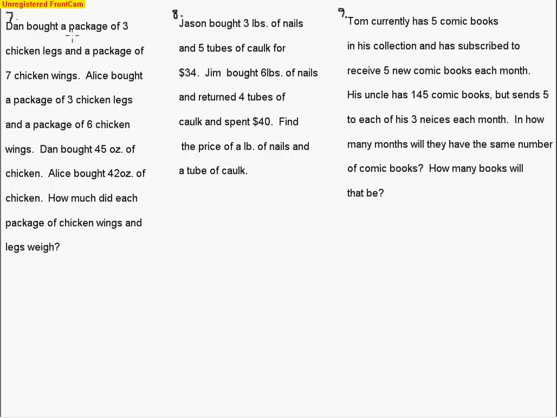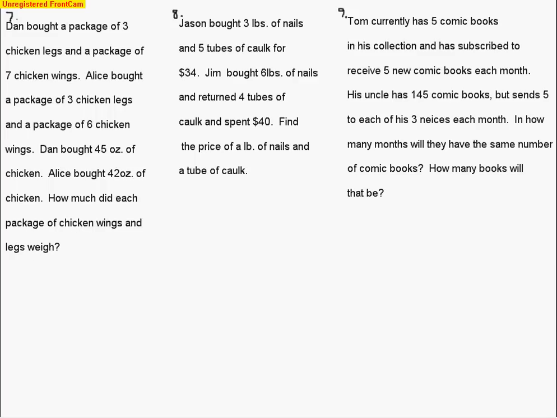Dan bought a package of 3 chicken legs and a package of 7 chicken wings. Alice bought a package of 3 chicken legs and 6 chicken wings. Dan bought 45 ounces of chicken, while Alice only bought 42 ounces of chicken. How much did each package of chicken wings and legs weigh?